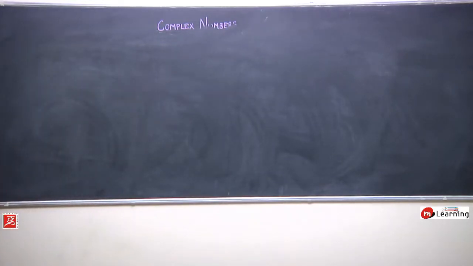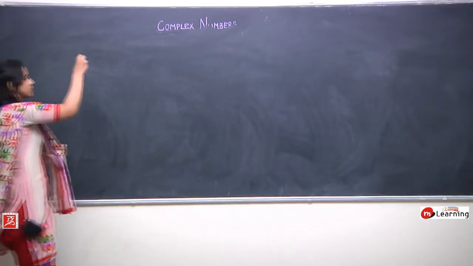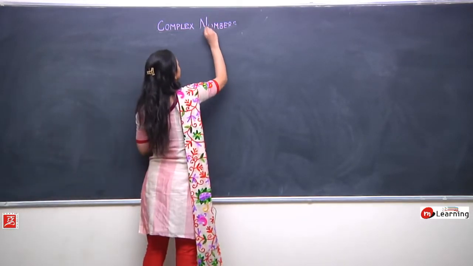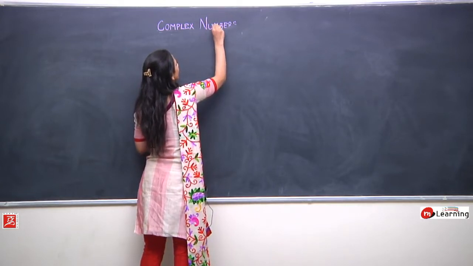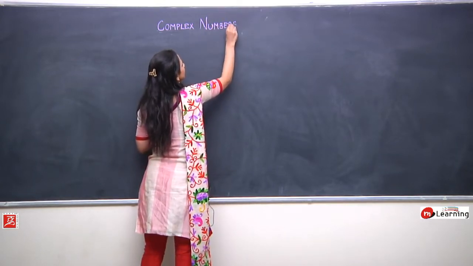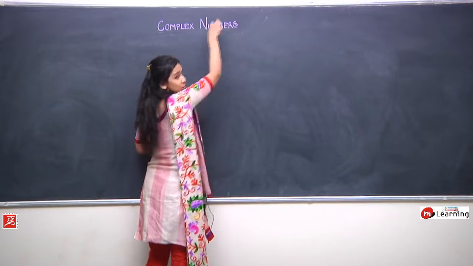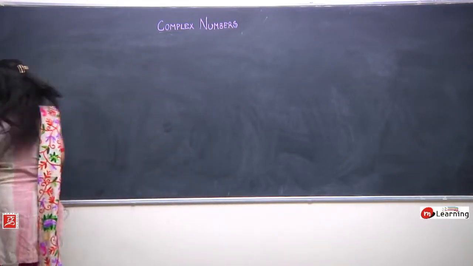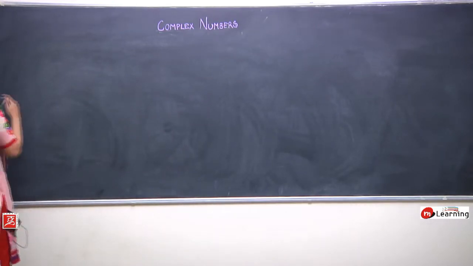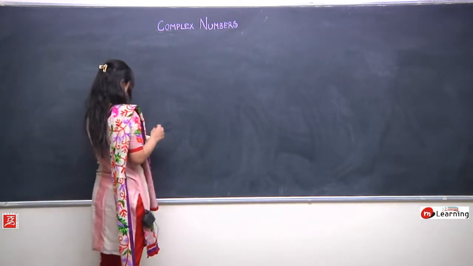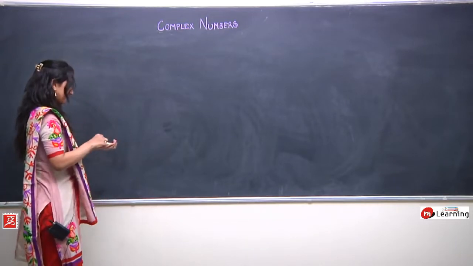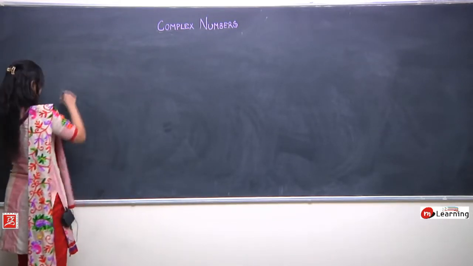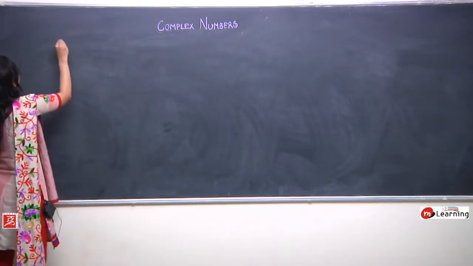So let us start. I have almost half erased my complex numbers here. Let me complete it. So our complex numbers is complete. No, the topic is still remaining. So the next topic that we are going to study is vector representation of complex number.